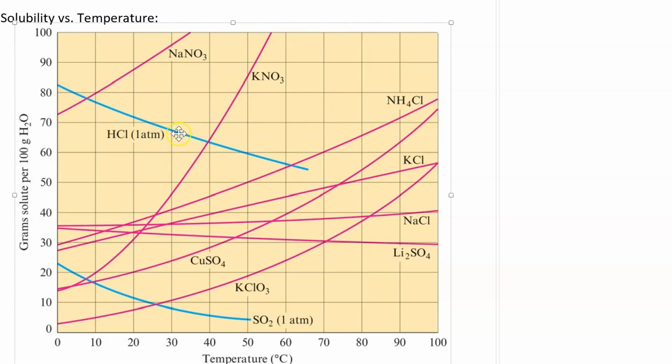Now, the blue lines, their solubility goes down significantly as temperature goes up, much more significantly than the lithium sulfate. And these are HCl and SO2. Notice there's a pressure listed here. This is because these substances like to be gases. HCl is a gas unless it's dissolved in water, and the solubility of HCl in water decreases as the temperature heats up. That's because those HCl molecules are more likely to escape into the gas phase as they get hotter and hotter and have more kinetic energy. Same with sulfur dioxide.